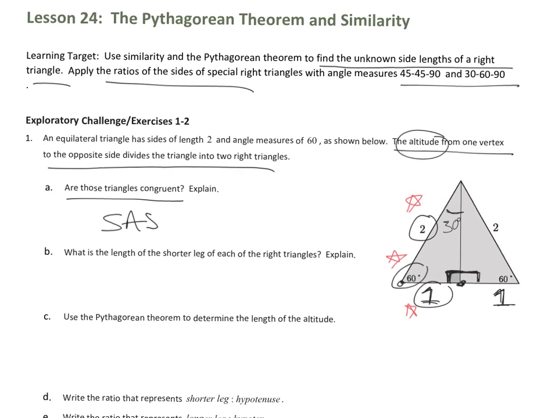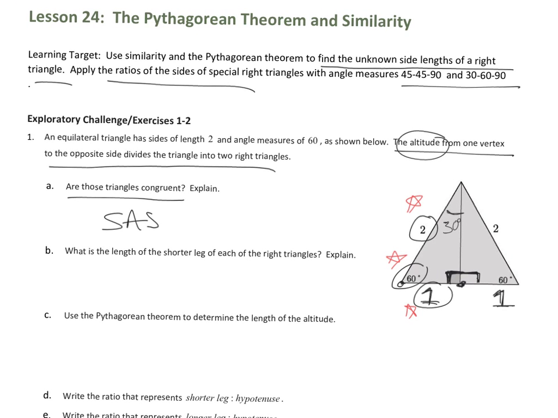Okay, so it asks what is the length of the shorter leg of each of the right triangles. I think I already filled that in. That's 1. And I kind of proved why I knew that, because of the altitude stated in the question. And then let's use the Pythagorean theorem to determine the length of the altitude. So that's really asking for the other leg.